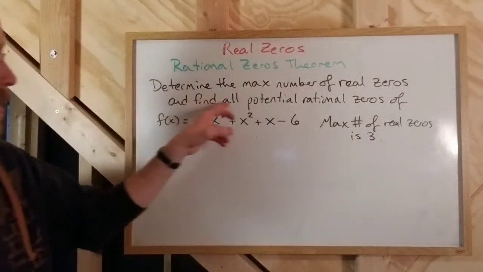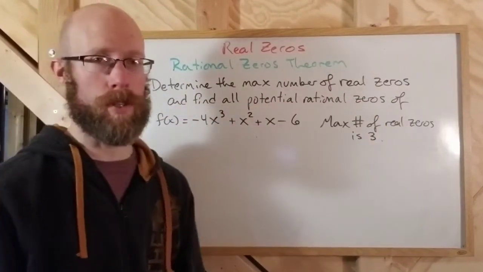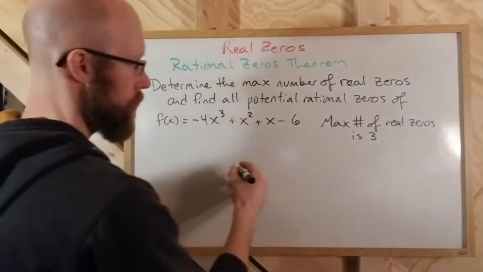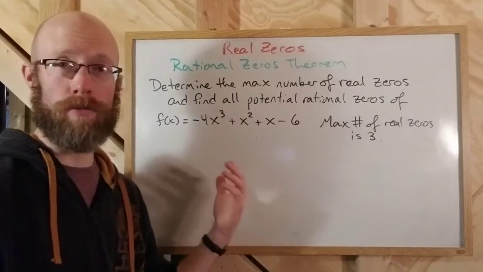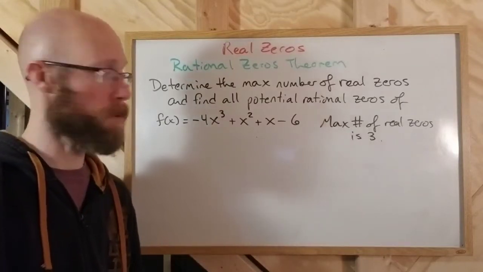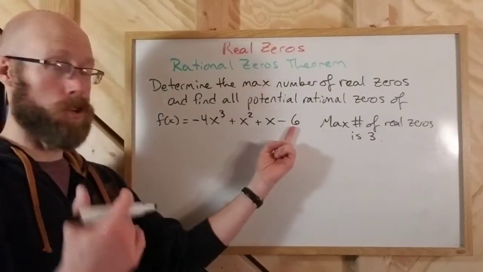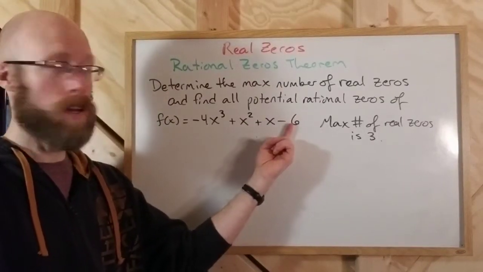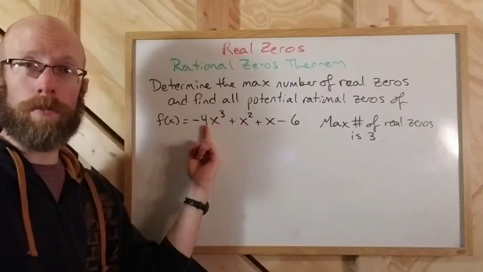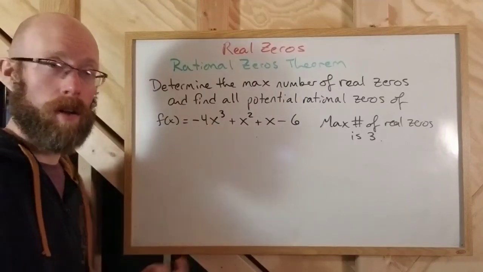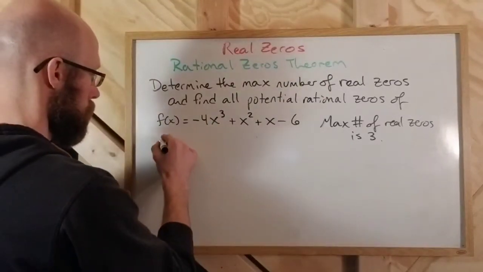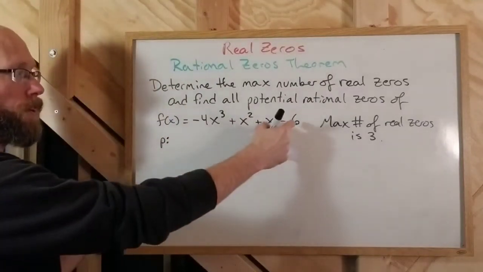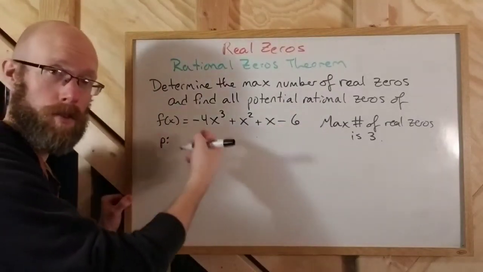So now I want to look at all the potential rational zeros. And remember, the potential rational zeros are everything in the form p over q. They're fractions, that's what makes them rational numbers. And the numerator, the p, comes from factors of -6. The denominator, the q, comes from factors of -4. So I'm looking for all the possible factors of -6 that could be the p-value, the numerator.